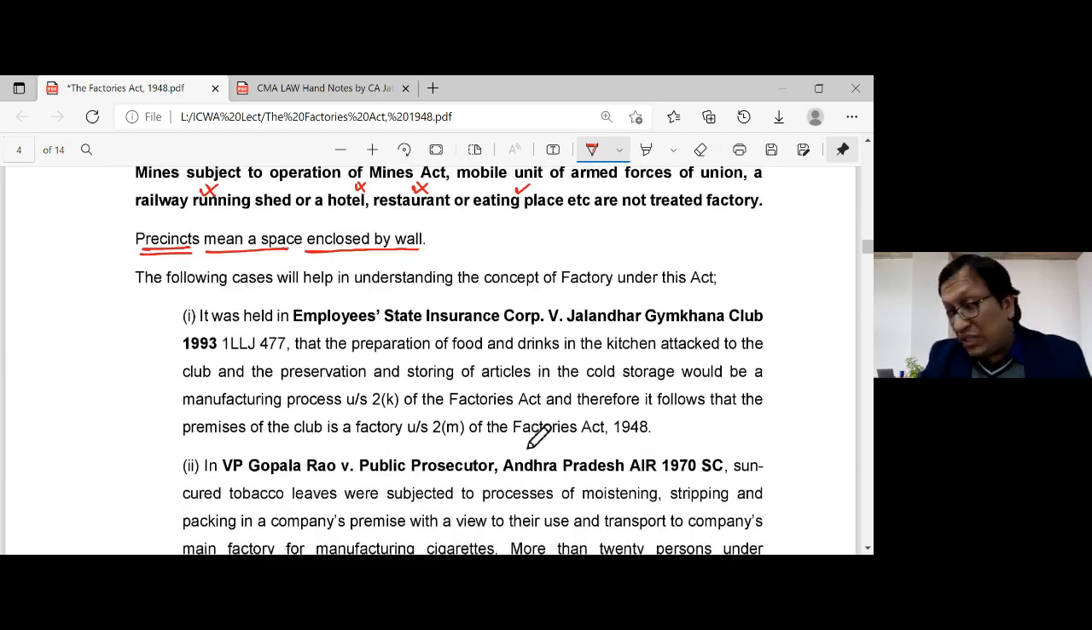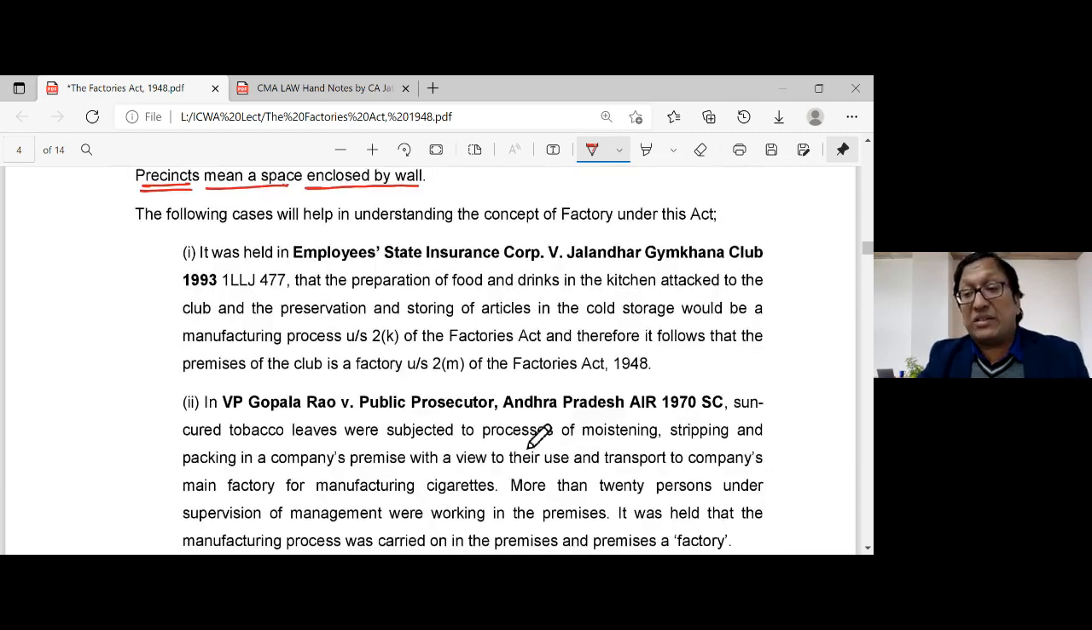Okay. So there are certain case laws that will explain this concept of factories, what we mean by factory. There are certain cases we are discussing one by one. First one is Employee State Insurance Corporation, ESI. There is one act called the Employee State Insurance Act. We will study that act as well. Under the act there is one corporation, the Employee State Insurance Corporation. It is basically there to cover the factory workers.